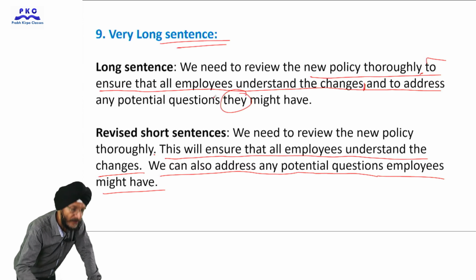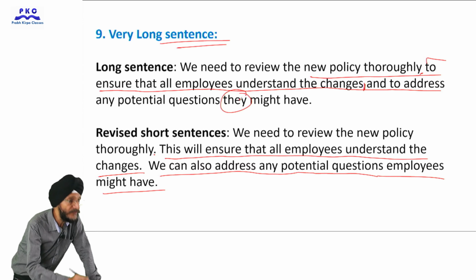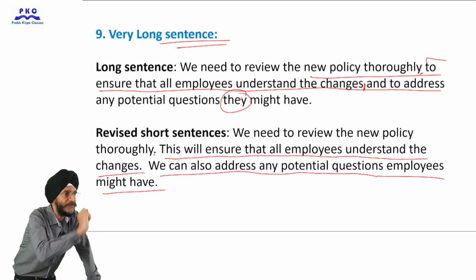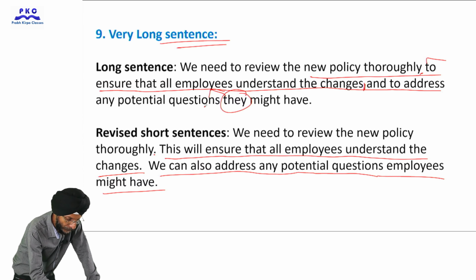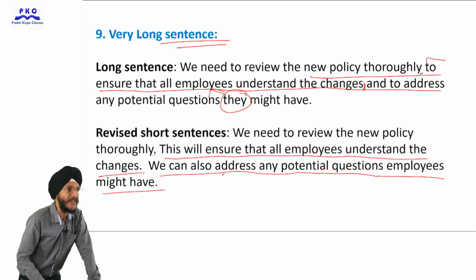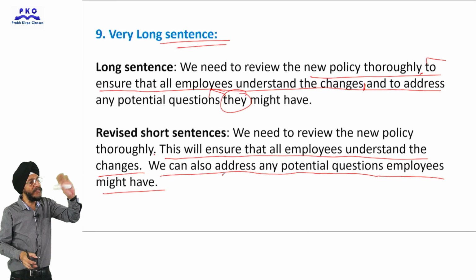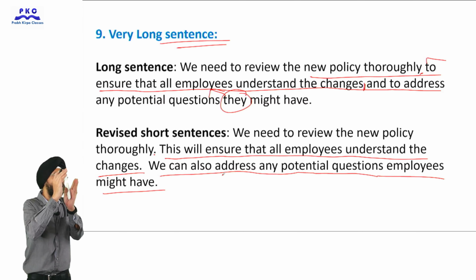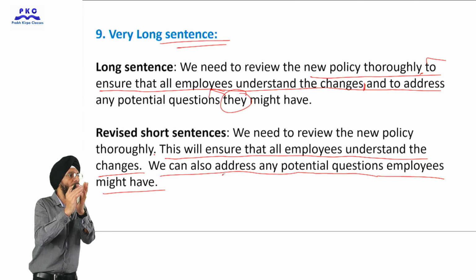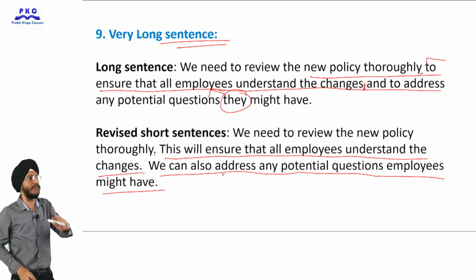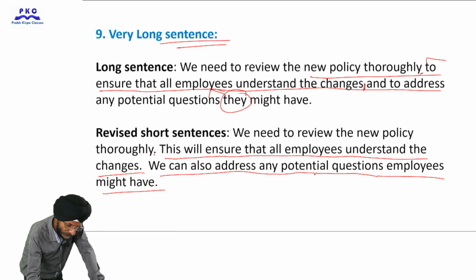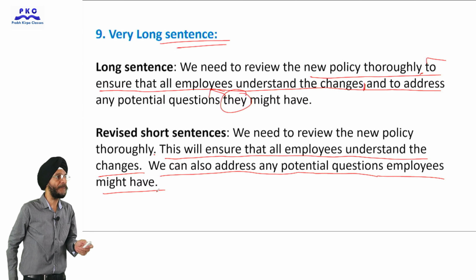We will see to which word the pronoun they refers to. Here they is referring to employees. So we can write: address any potential questions employees might have. We will not write the pronoun as it is. There should be a clear antecedent. If the pronoun is not referring to a clear antecedent, as we have already learnt in an earlier course, we should make use of the noun itself. We can also address any potential questions employees might have.